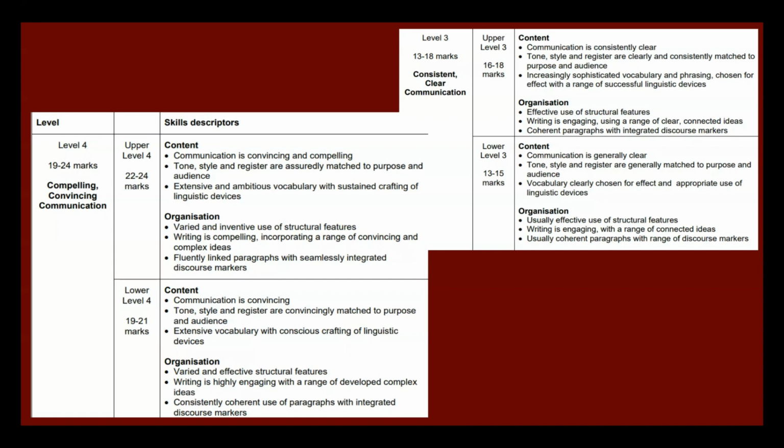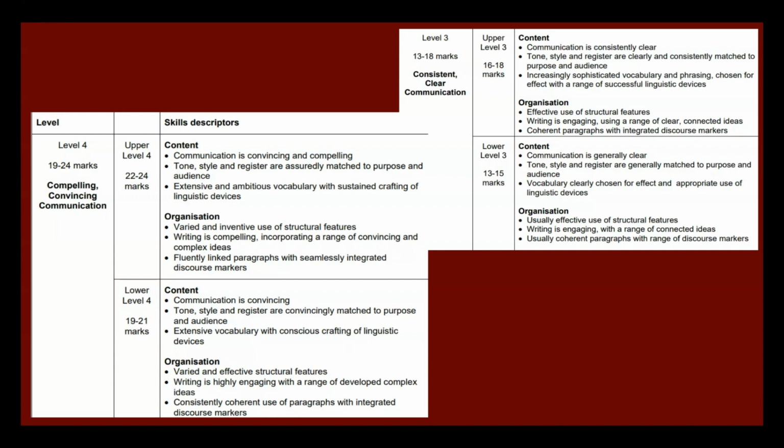So we've had a look at level 1 and level 2, but the higher grades are going for level 3 and level 4. So as you can see, it goes all the way up to 24 marks. That is the max grade. But what we have at the very, very top is the communication is convincing and compelling. So what we've got here is the fact that the writer has engaged the examiner and has pulled them in to their description or to their story.